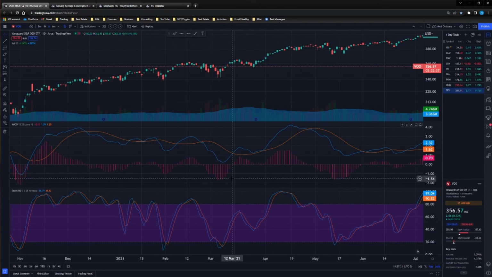So hopefully this is a little bit helpful, a little bit more of a guide, but you definitely want to get in there and figure out what timelines and settings work for you. So hopefully this was beneficial for you.